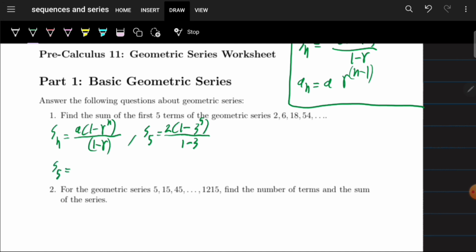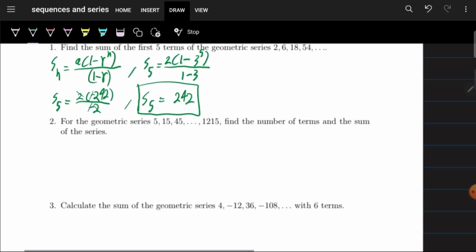So now let's simplify this. This is going to be 2 times, let's see, 3 to the power of 5 is 243, and 1 minus that will be negative 242, all over 1 minus 3, which is negative 2. The negatives cancel out, the 2's cancel out, and we get that S5, the sum of the first 5 terms in this geometric series, is 242. Okay, like that.